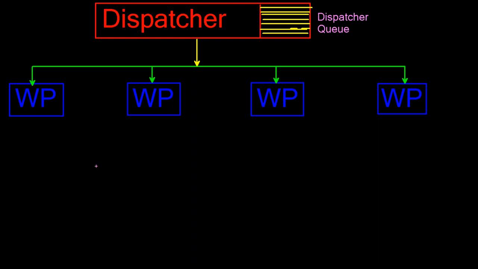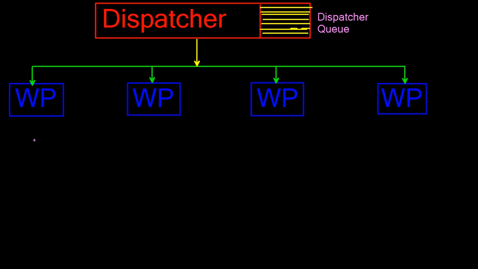So according to this diagram, the dispatcher has four work processes. We already discussed that the dispatcher receives all the requests which come from the presentation layer and inserts them into the dispatcher queue in the form of first in first out. Next, the dispatcher looks for an available work process to process the user request. So this is the first work process, second, third and fourth. First the dispatcher looks at the first work process.